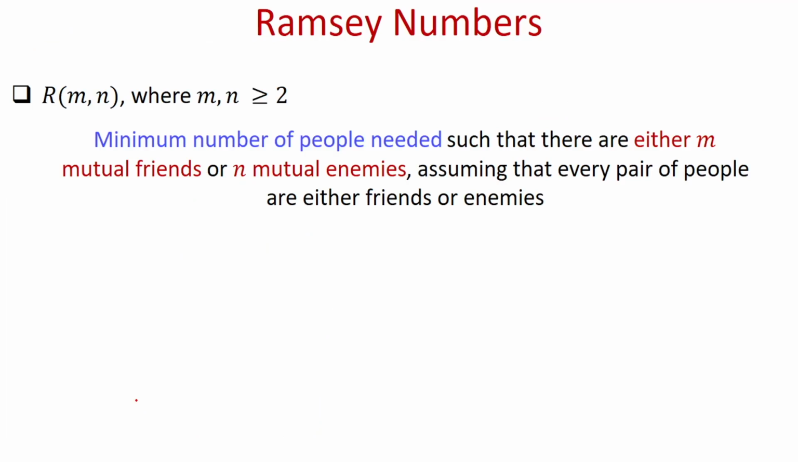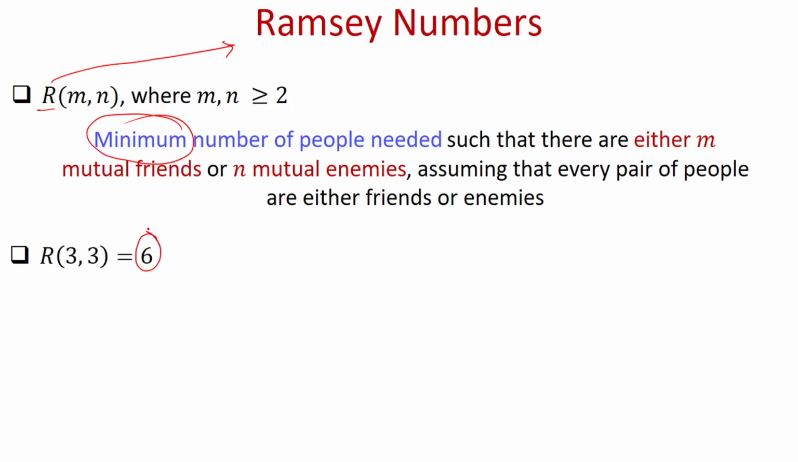So now let's generalize this example to the beautiful theory of Ramsey numbers. I define this function R of m comma n. This function R is attributed to Ramsey, who invented these numbers, and here m and n are greater than or equal to 2. So what exactly is the value of the Ramsey function R of m comma n? It is the minimum number of people, I stress, the minimum number of people required in a party such that you either have m mutual friends or n mutual enemies, irrespective of the way the people are friends or enemies with each other in that party, assuming that every pair of people are either friends or enemies.